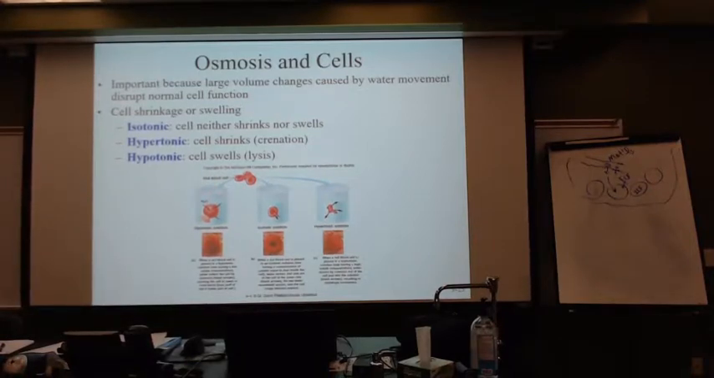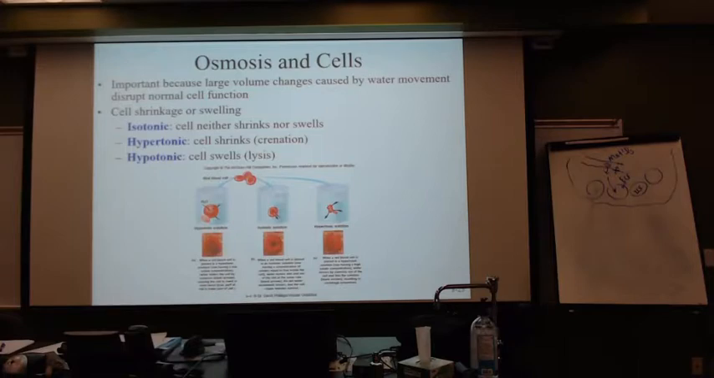Okay. So, this very first one, if we have isotonic, both the cell and the solution are the same. Movement is good. We've got stuff flowing back and forth. No pressure on the cell. If we look at a cell that is put into hypertonic, where the solution is greater than inside the cell, notice that it says osmotic pressure gradients pull water out of the cell, and the cell shrinks or crenates.